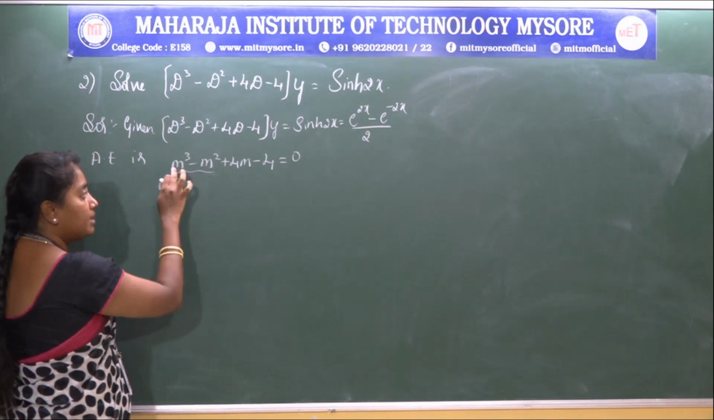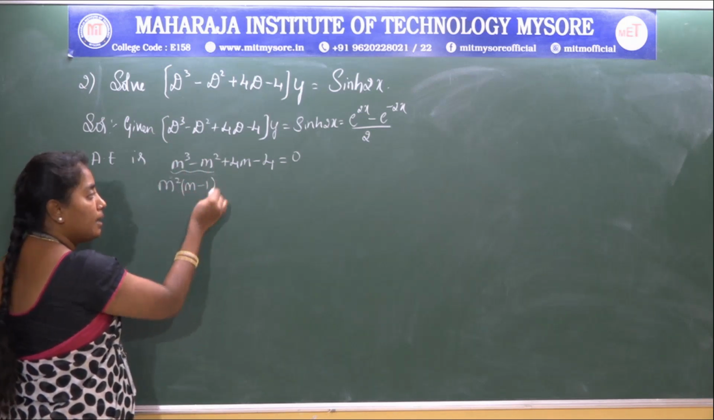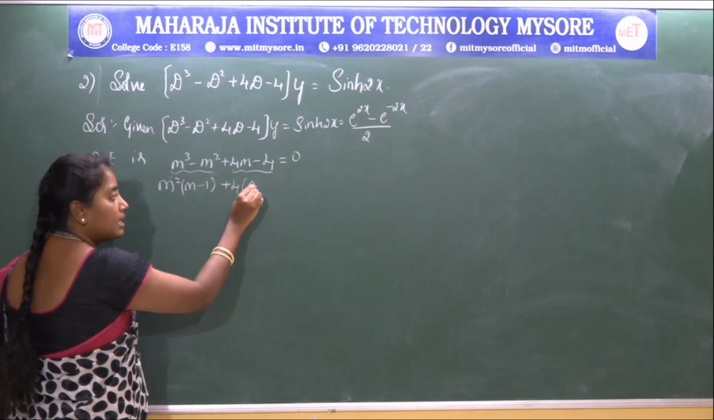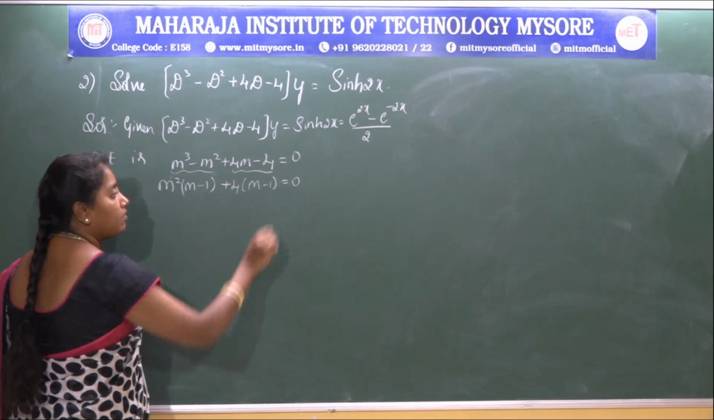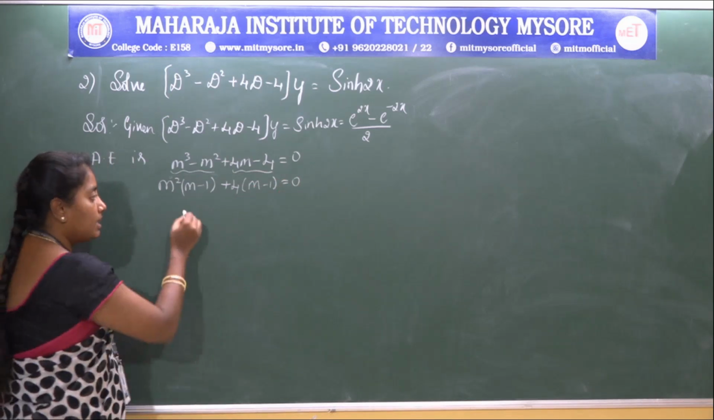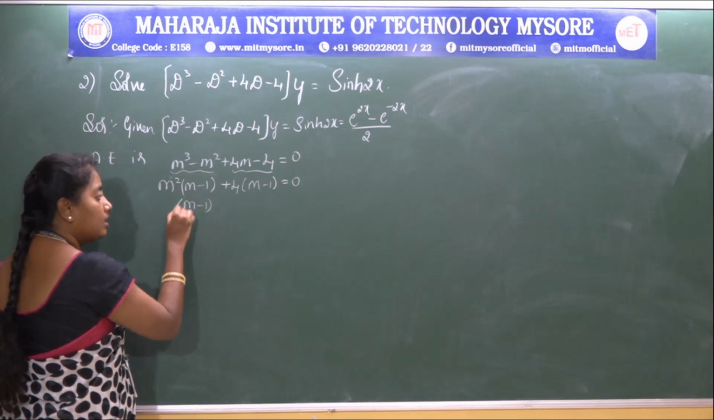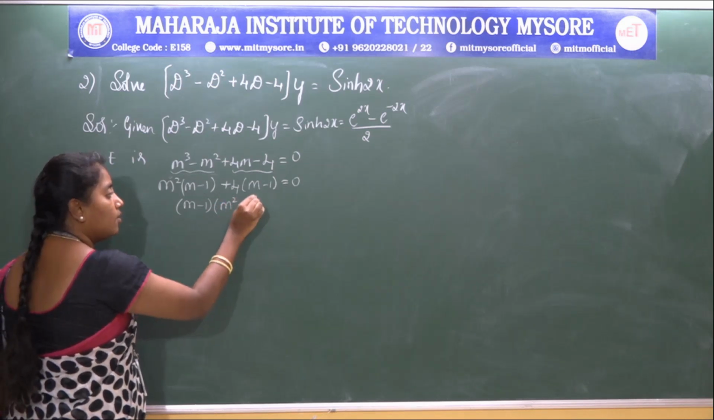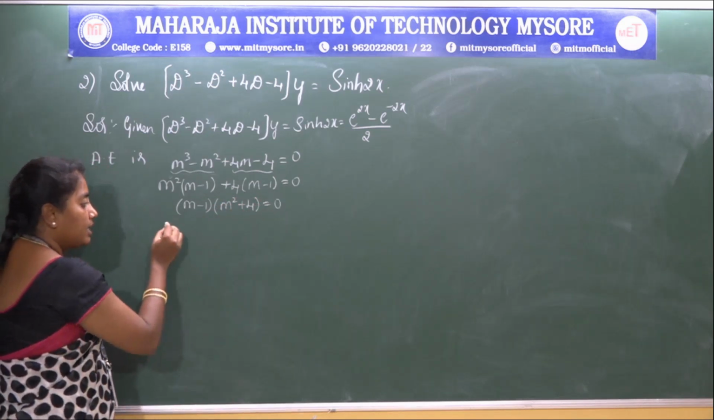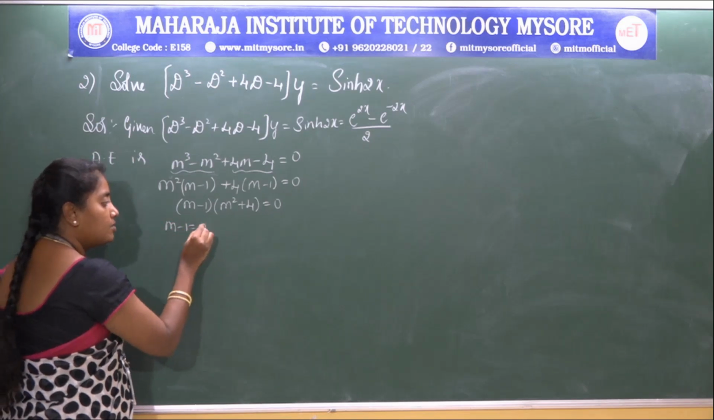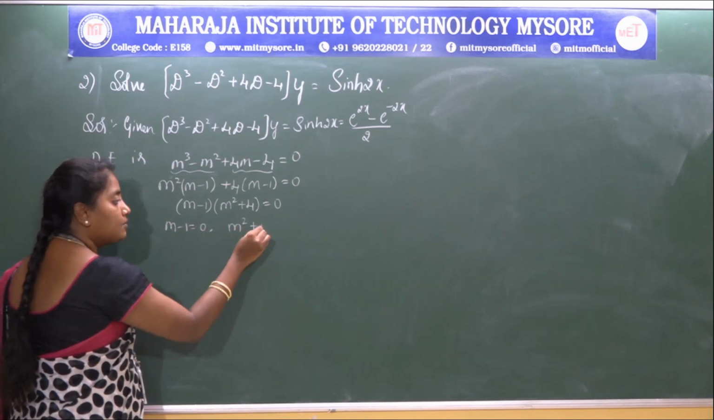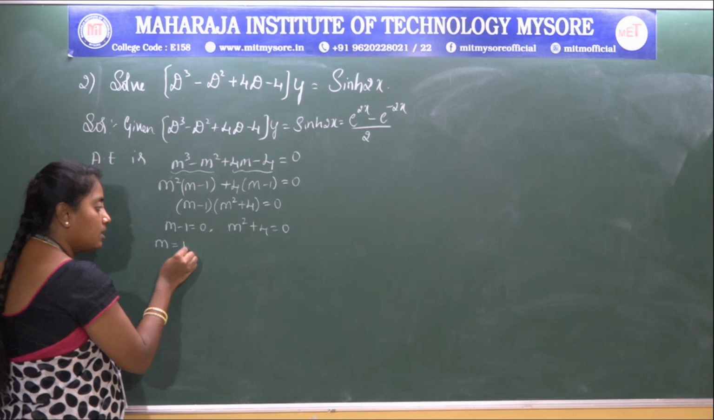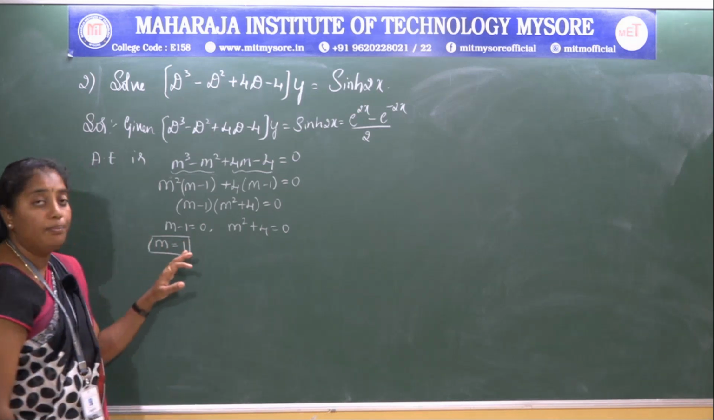Taking m square as the common term, the remaining element is m minus 1. In these two terms the common term is 4, and the remaining element is m minus 1 equal to 0. Again the common element is m minus 1 and the remaining element is m square plus 4 equal to 0. Equating to 0, m minus 1 equal to 0 and m square plus 4 equal to 0. From this we get the first root, m equal to plus 1.